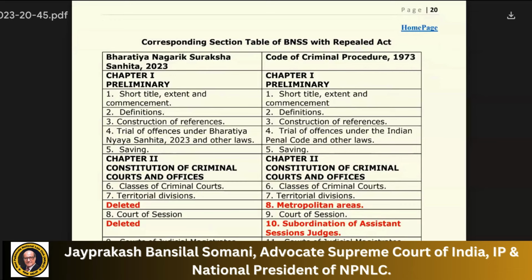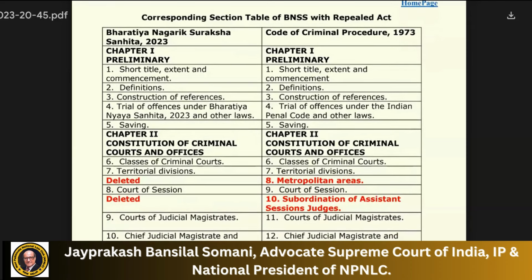So CrPC, after 1860, we have already updated in 1973, and now BNSS has replaced the CrPC in 2023. It was recently enacted in 2023, but notified in 2024 on 1st July, applicable to the whole of India, including Jammu and Kashmir. So friends, we have to complete a total of 531 sections, but today we will cover 132 sections.